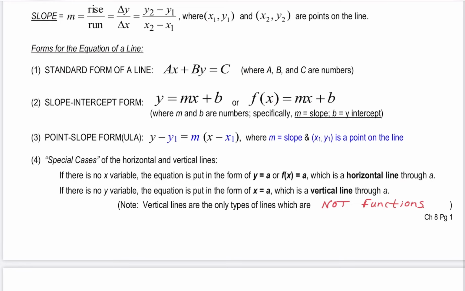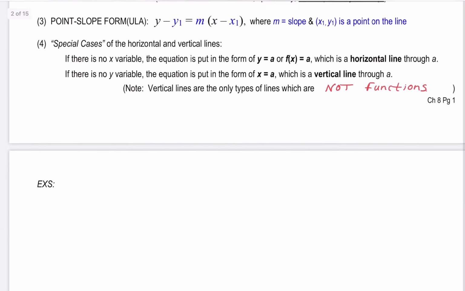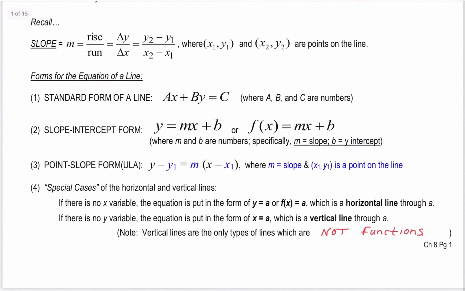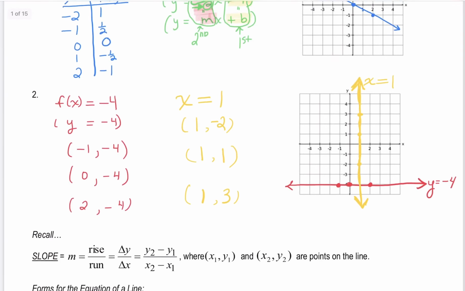All right, so that's a quick recap of some graphing. What we want to move into next is going to be finding some equations of lines, and let's maybe take a look at that next time.